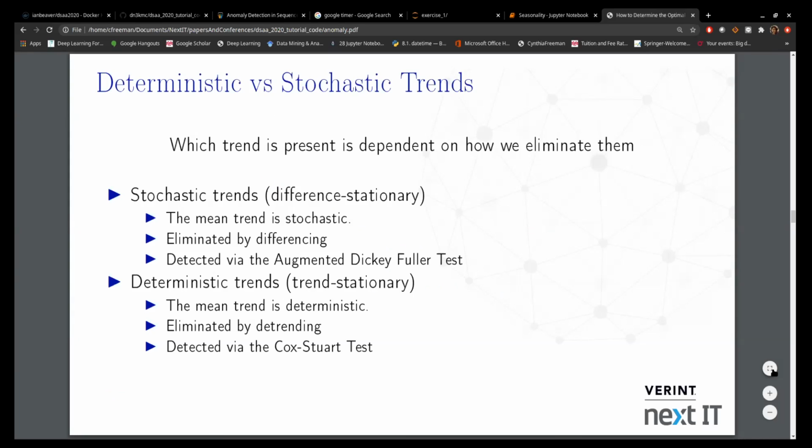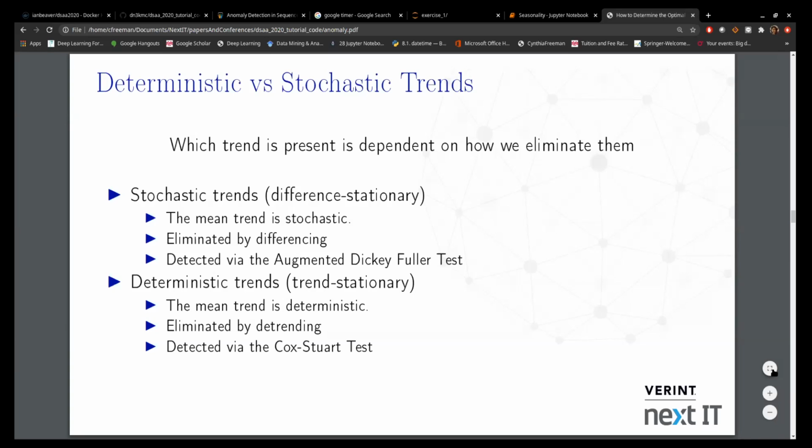Stochastic trend is removed using differencing, where we subtract a previous observation from the current observation. Because it is removed via differencing, sometimes people will call stochastic trend difference stationary. You might see that in papers. For deterministic trend, the mean trend is deterministic. Deterministic trends are removed by detrending the time series, where you find some line that best fits the data and then subtract it from the data. That's why they are sometimes called trend stationary. Visually speaking, deterministic and stochastic trends can be very similar looking.